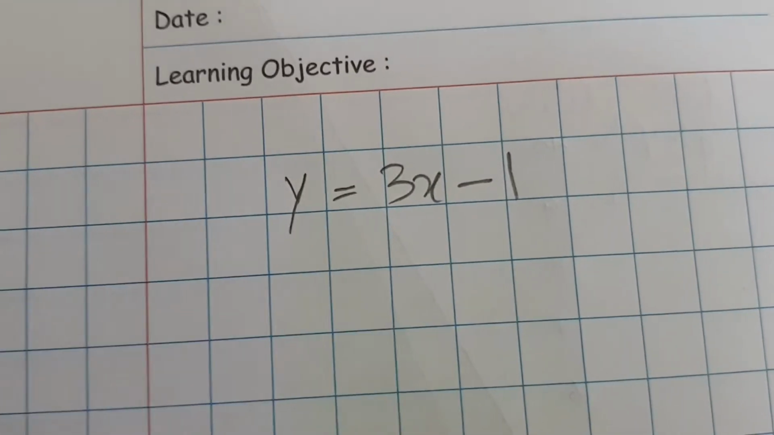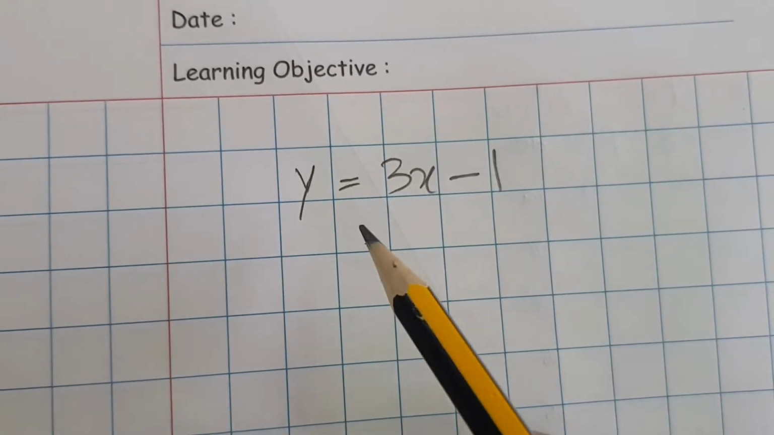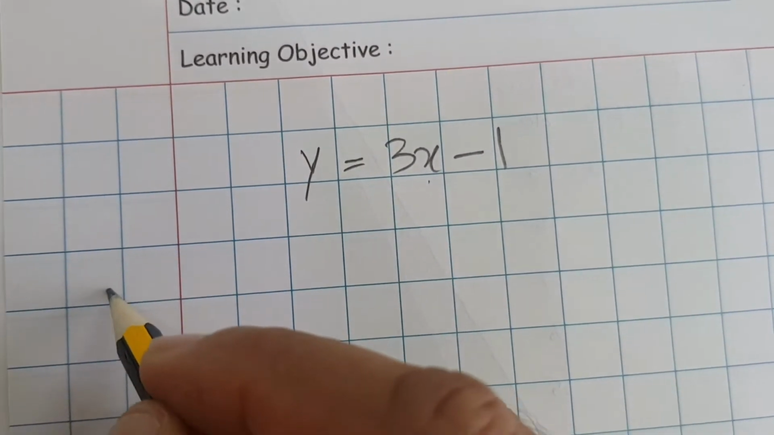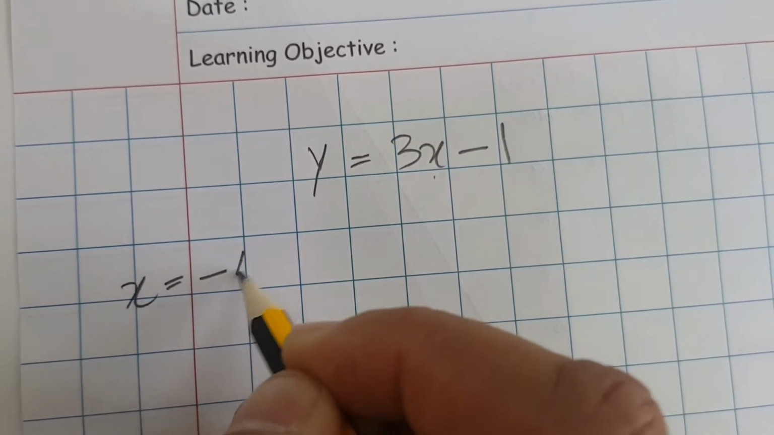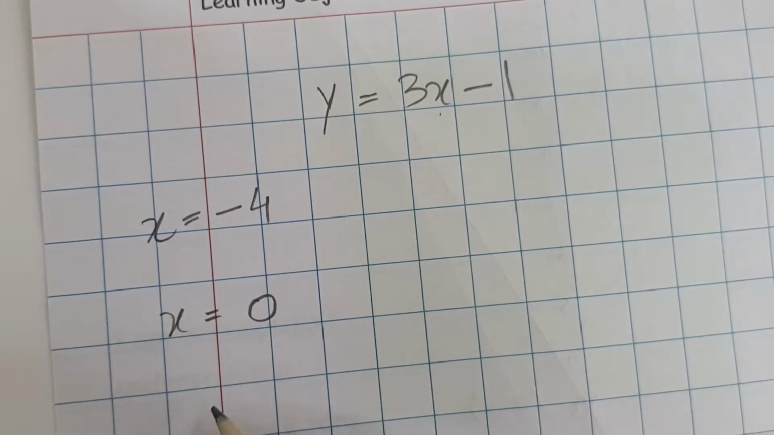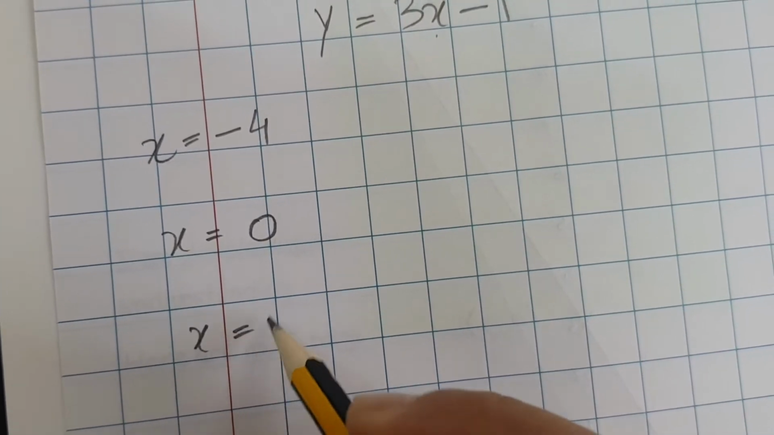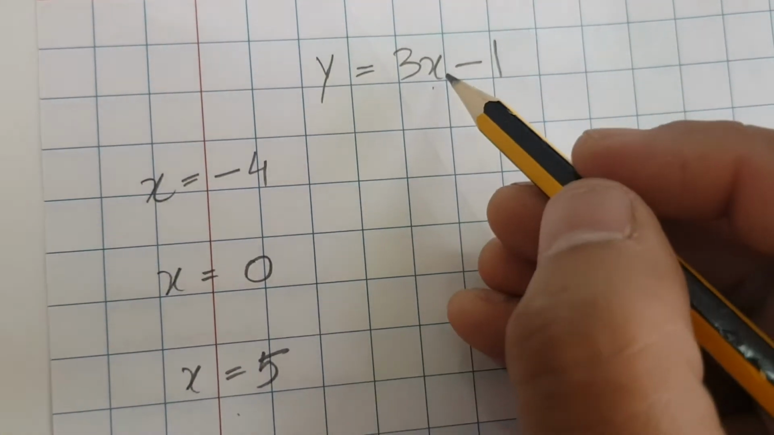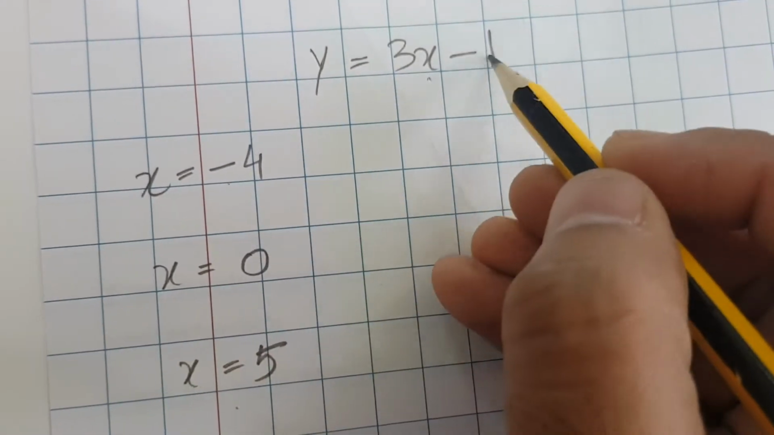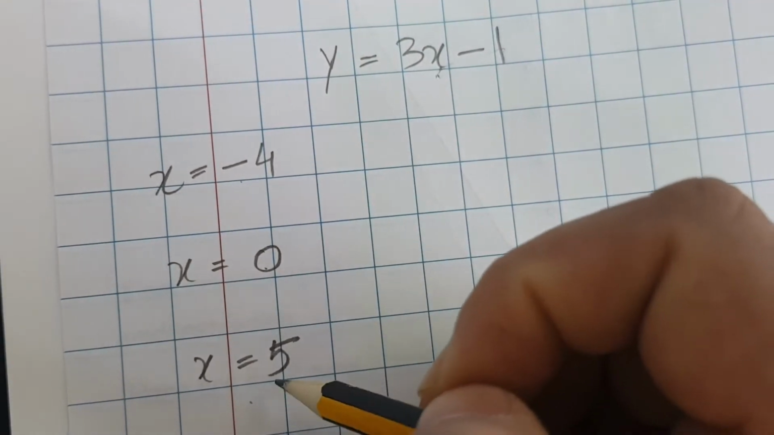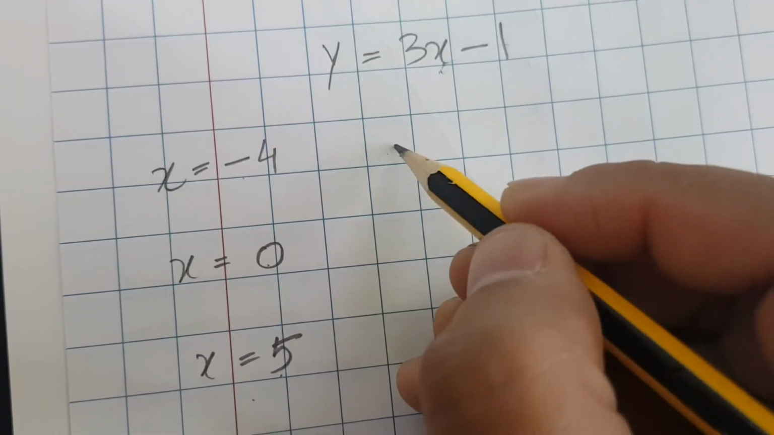Now let's look at another example. y equals 3x minus 1. Again, for the value of x, I'm going to substitute different values. So I will say when x equals negative 4, when x equals 0, and when x equals positive 5. Remember, when I put the value of x, I will find my value of y, because on my right hand side, by substituting negative 4, 0 and 5, I will find the value of y.